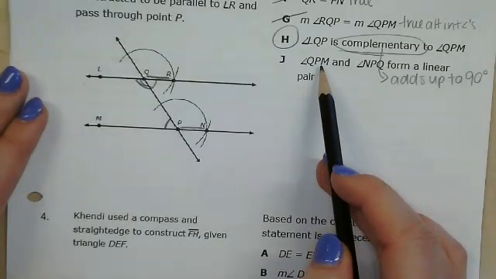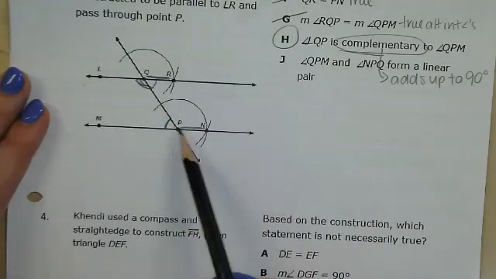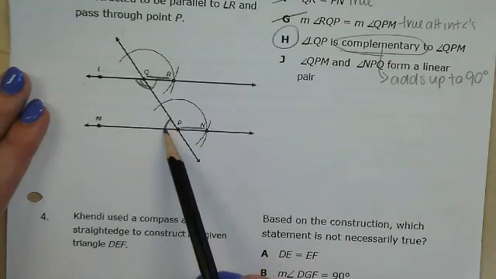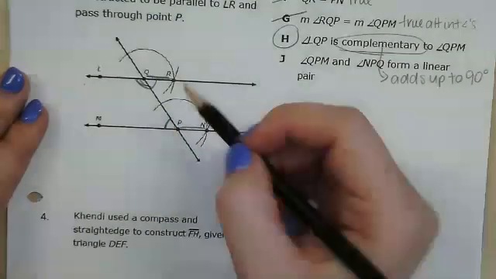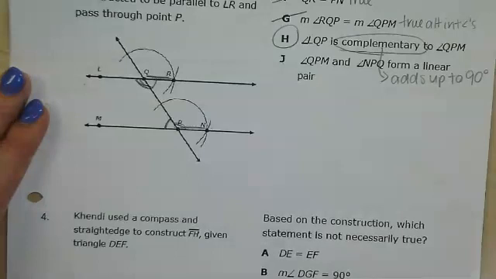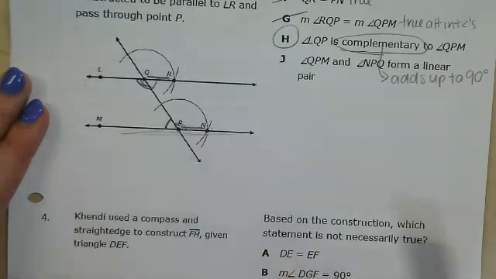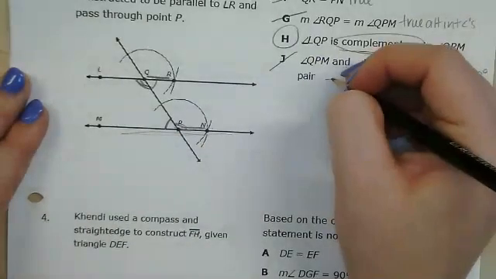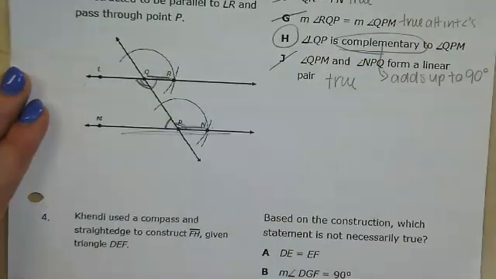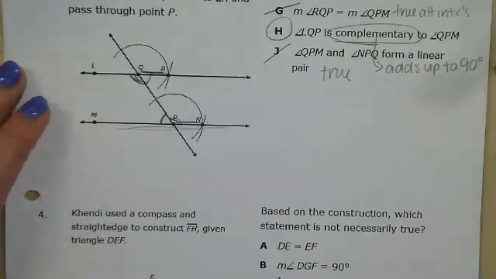And then this last one said that QPM would be this one here, and NPQ is this one right over here, are a linear pair. Well, that's true. They are on a straight line, so it can't be that one. All right. Okay, we got one question left.